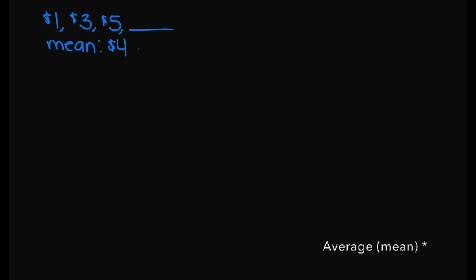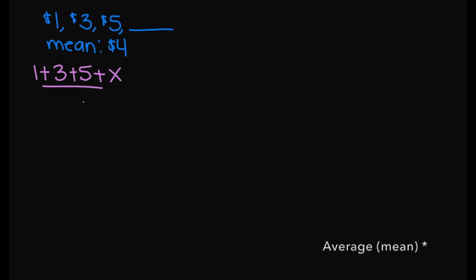Let's look at this example here: $1, $3, and $5, and my missing value we need to find. My mean here is $4. So I'm going to add 1 plus 3 plus 5 plus x to represent my missing value.